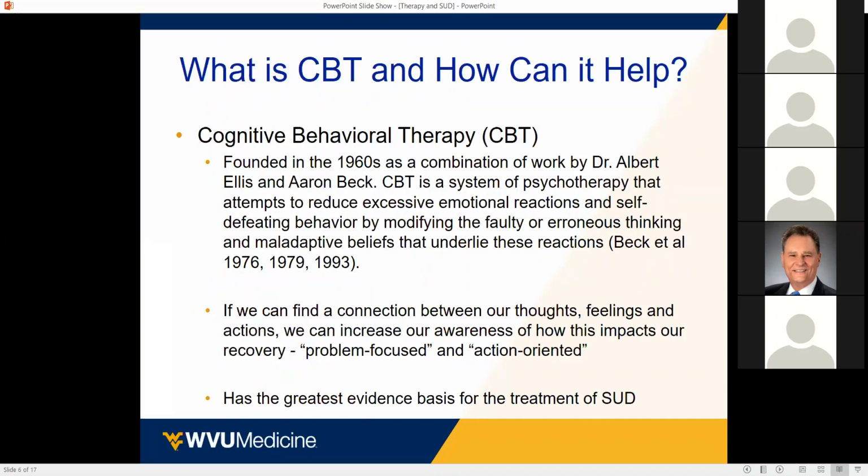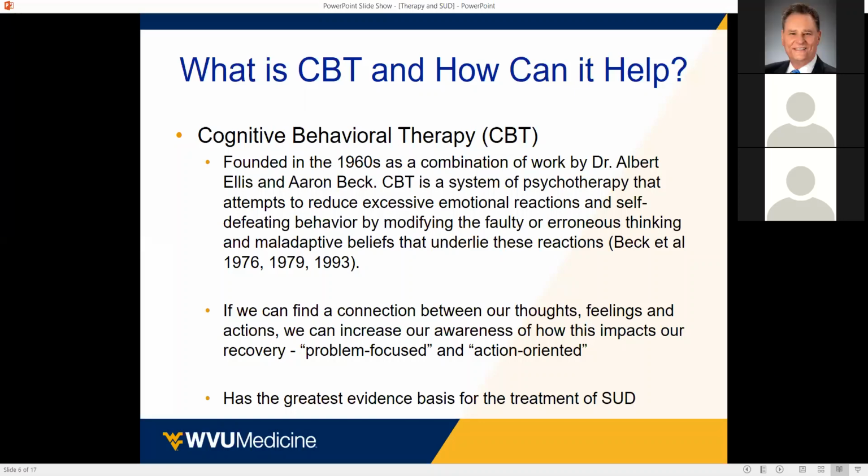So what is cognitive behavioral therapy and how can it help our patients with addiction? So CBT is a psychosocial style of therapy that focuses on challenging and then changing unhelpful cognitive distortions and behaviors. It helps improve emotional regulation and the development of personal coping strategies. The hope is that with CBT we can help teach our patients to find a connection between their thoughts, feelings, and actions, and then we can help them increase their awareness of how this affects their recovery. And this is a modality that has the greatest evidence basis for the treatment of substance use disorder. Of course, I'm going to start losing my voice. Next slide, please.